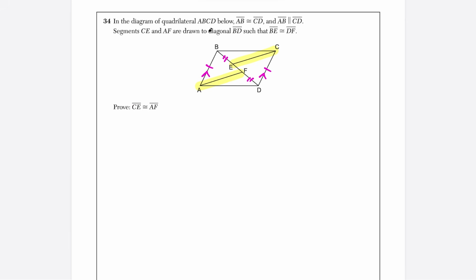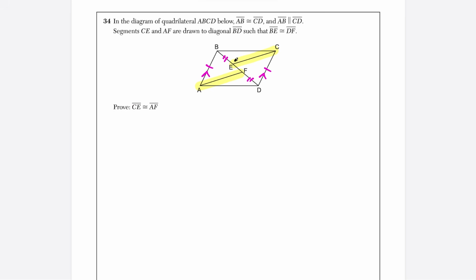Now, for questions like this, the proofs, I like to start with the actual proof statement and then work backwards to come up with a strategy. So one thing that jumps out at me is that these line segments that we're trying to show are congruent are part of triangle BEC and triangle DFA. So one strategy would be to show that these two triangles are congruent, and then we could say that corresponding parts of congruent triangles are congruent. So just targeting this, that's the idea that comes to mind.